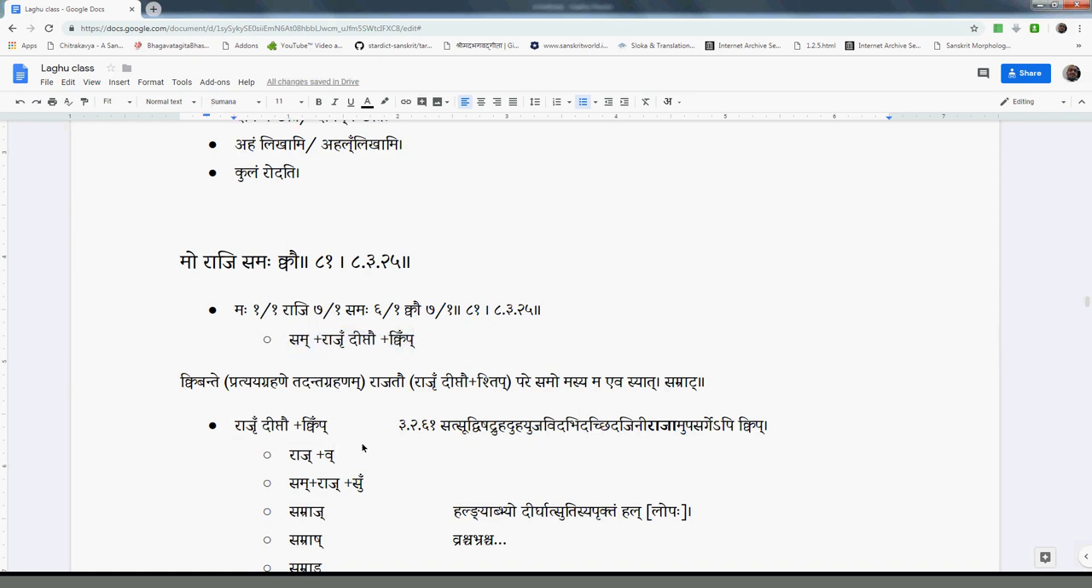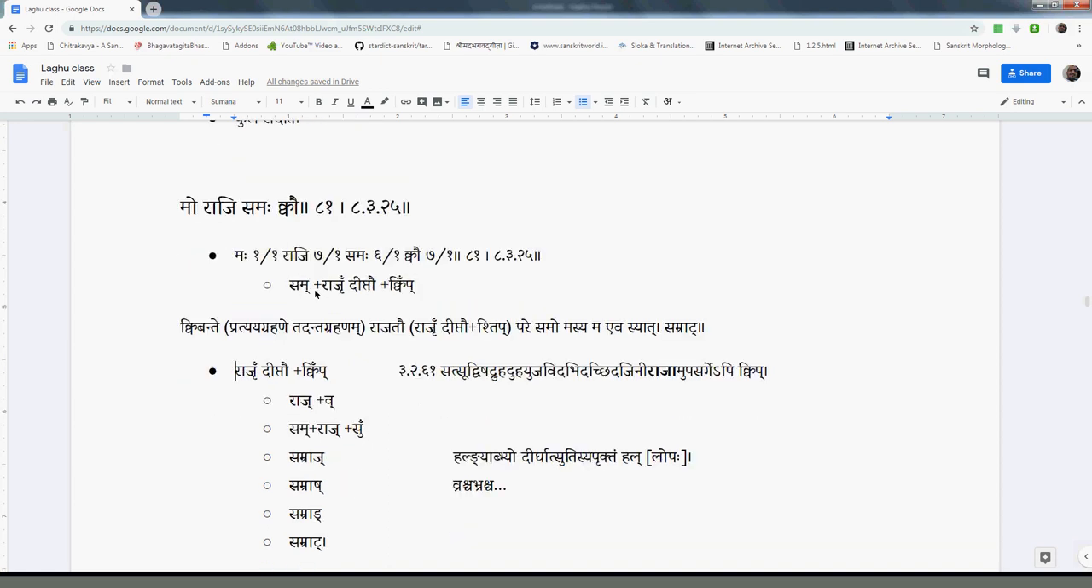So raj deeptau plus kvip. Sam will come later, but here raj deeptau plus kvip. How is kvip ordained? Kvip is basically what is called a zero pratyaya. That is our terminology to understand it. We say it's a zero pratyaya, meaning the content will be zero finally. It will convert this dhatu, or whatever is upasarga plus dhatu, into a krid anta pada. It is a krit pratyaya. But the form will be the same as the dhatu, upasarga plus dhatu.